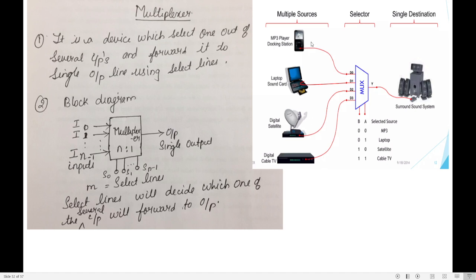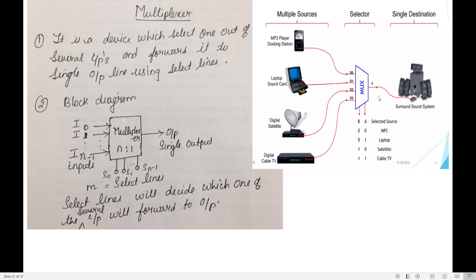You can see there are four devices connected to the multiplexer through lines D0, D1, D2 and D3. You can see a surround sound system here. There are four devices: MP3, laptop sound card, digital satellite and digital cable. With the help of these select lines, any one of the inputs is selected and forwarded to the output, so that that particular device's output is given to the surround system. This is the job of a multiplexer.